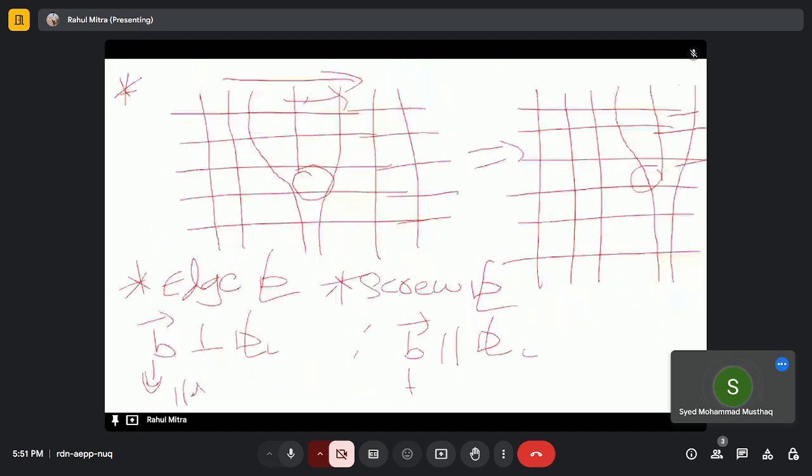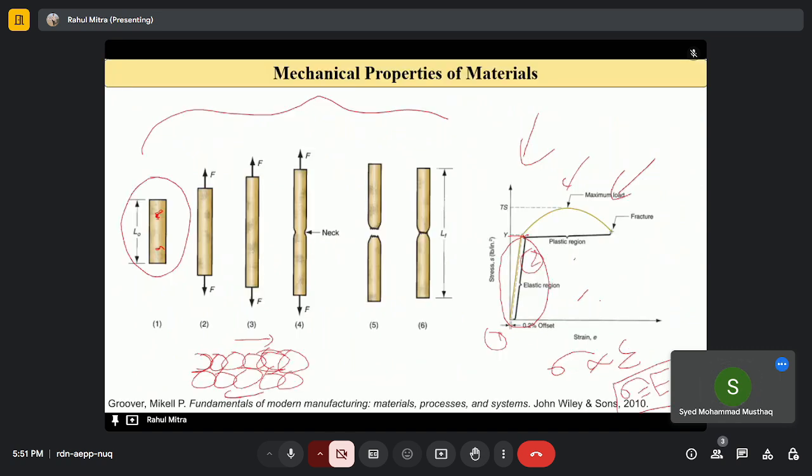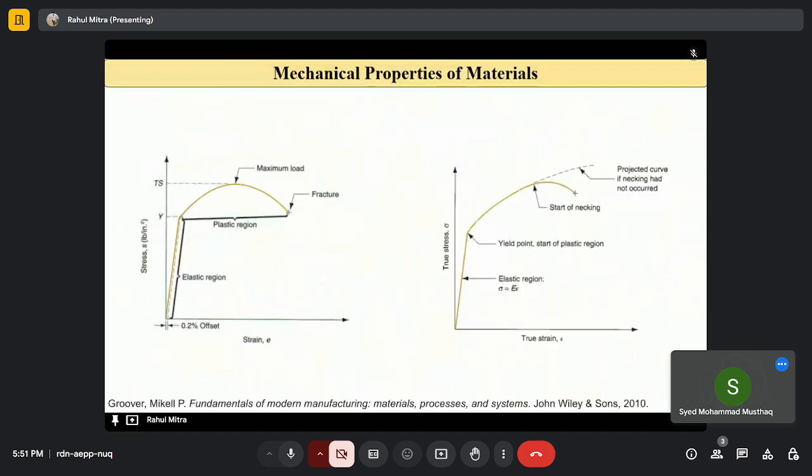Now coming back to the tensile testing part. The load and the change in length of the specimen are recorded as the testing proceeds to provide the data required to determine the stress-strain relationship. There are two different types of stress-strain relationship: one is engineering stress strain, and the other is true stress strain. The first is more important in design, and the latter one is more important in manufacturing.